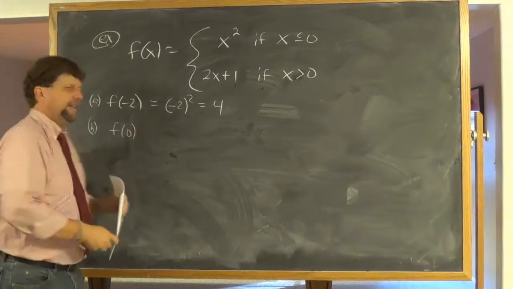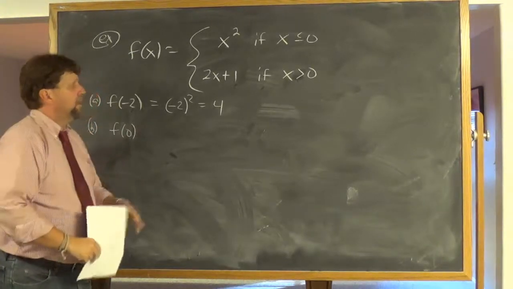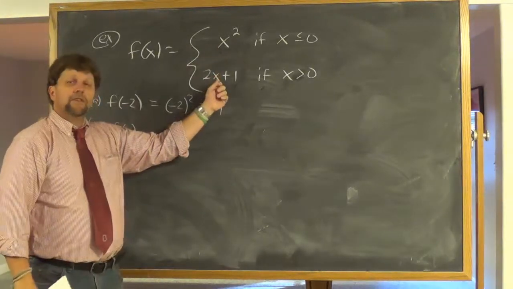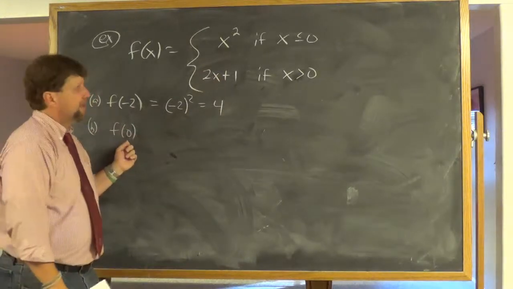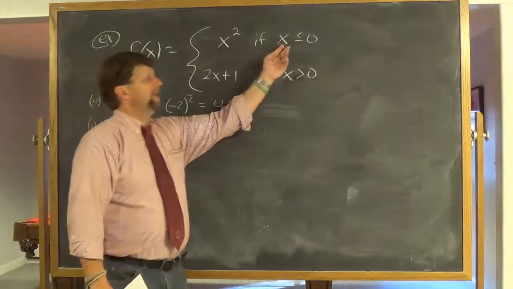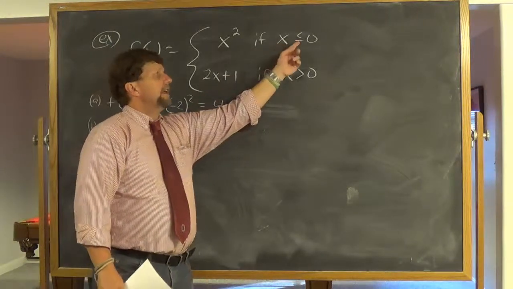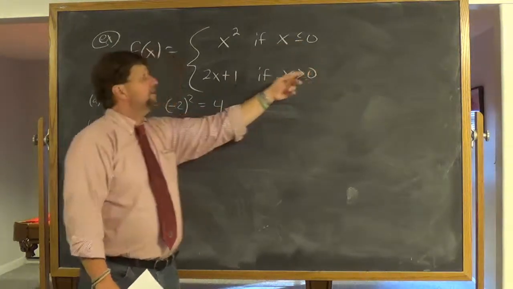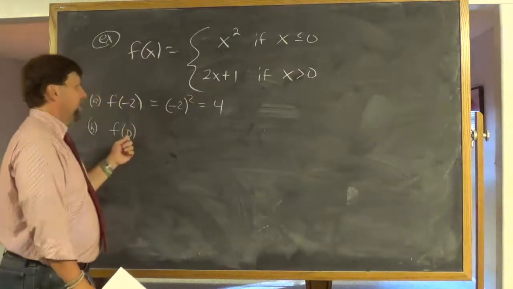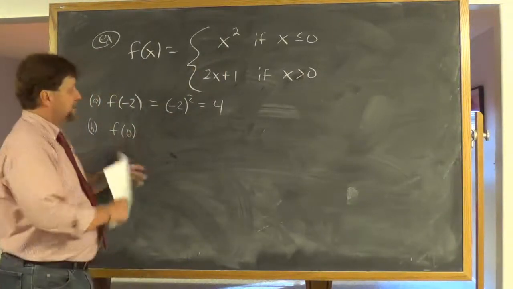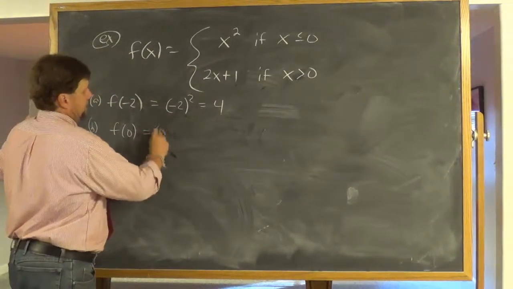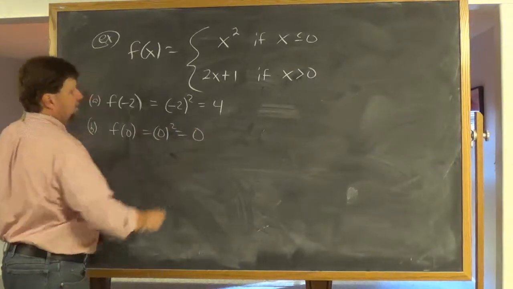Part B, let's say you're asked to find f of 0. Which of these two pieces are you going to use? Again, it will be the top piece. We use the top piece if x is less than or equal to 0. Well, 0 is definitely equal to 0, so we get 0 squared, which is 0.